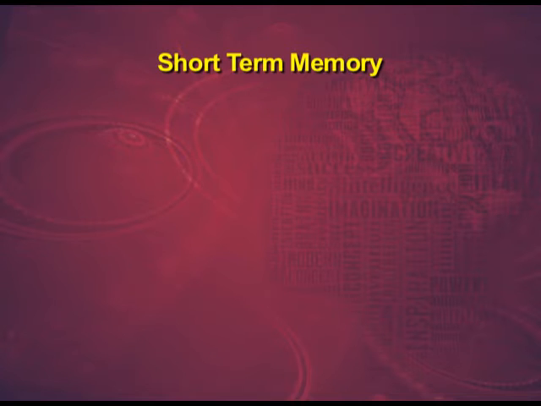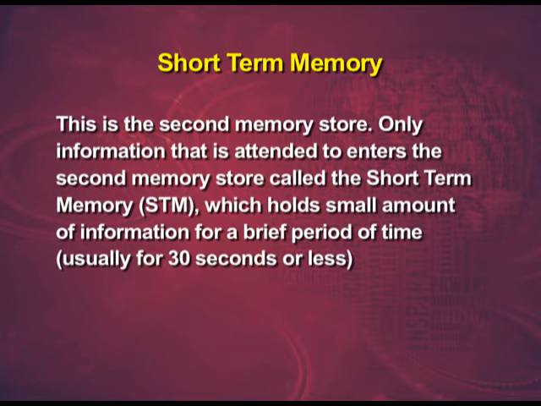Short-term memory. This is the second memory store. Only information that is attended to enters the second memory store called the short-term memory or STM, which holds small amount of information for a brief period of time, usually for 30 seconds or less. Information in the short-term memory is primarily encoded acoustically, that is in terms of sound, and unless rehearsed continuously, it may get lost from the short-term memory in less than 30 seconds.